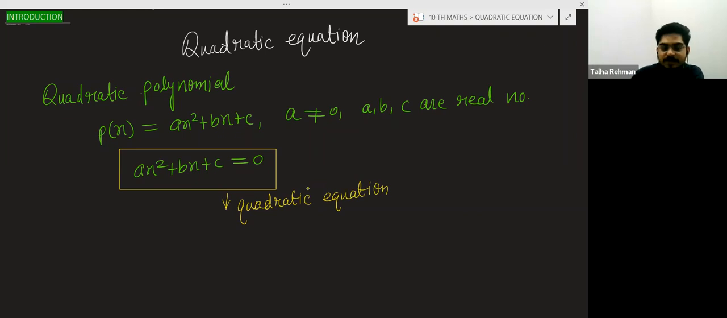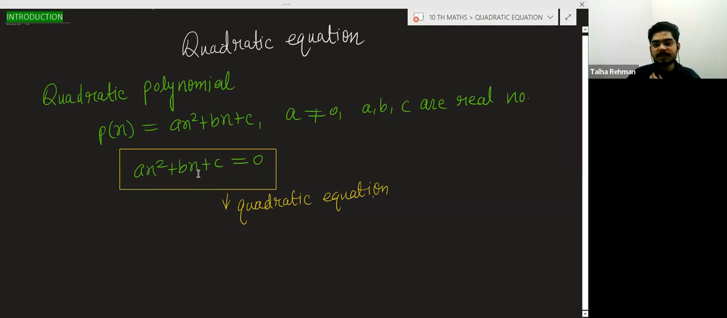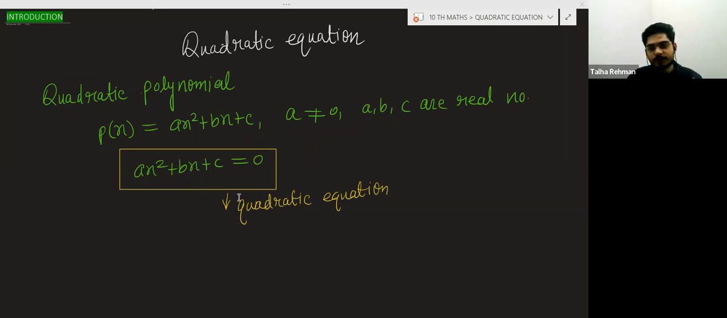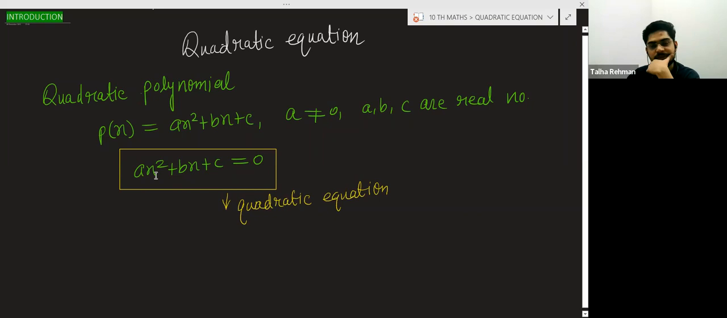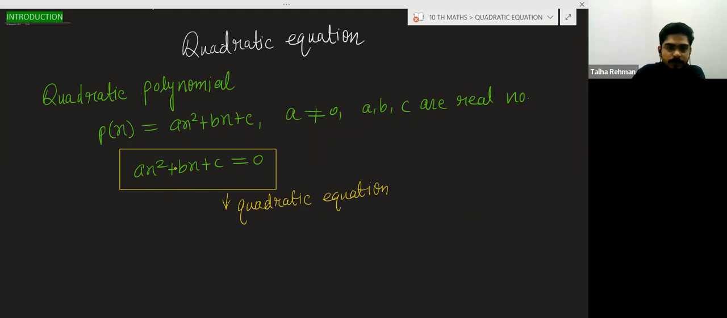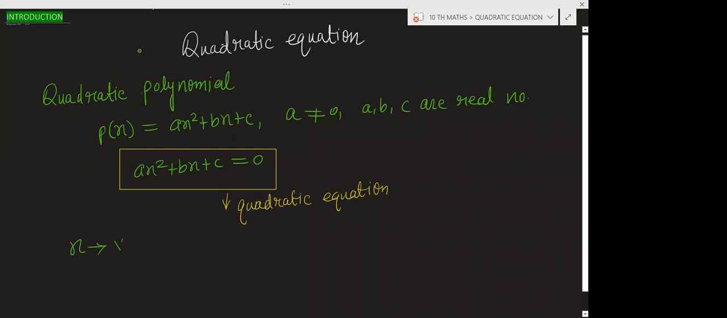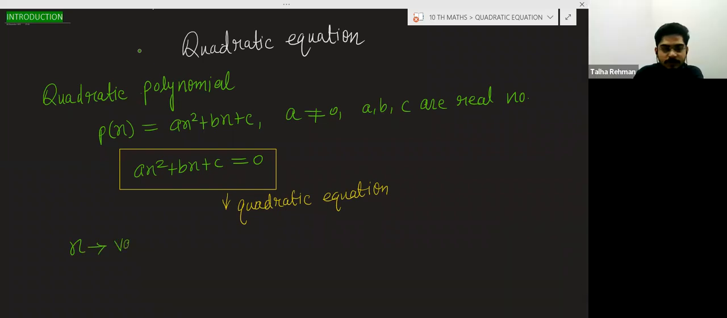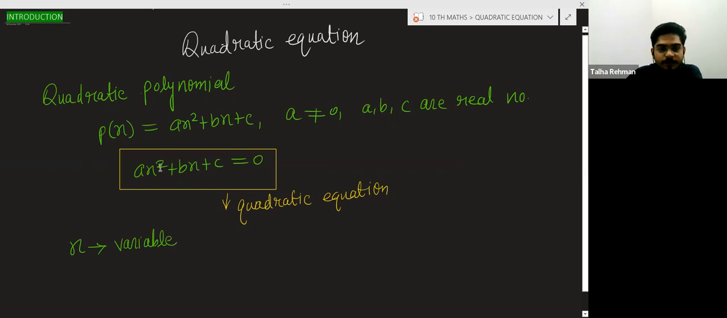Here x, what is x? This is ax square plus bx plus c. So x is a variable. You can put different values of x to satisfy this equation. And what is the highest power of x here? Azaan? Yes, sir. What is the highest power of x? 2. Highest power of x is 2.